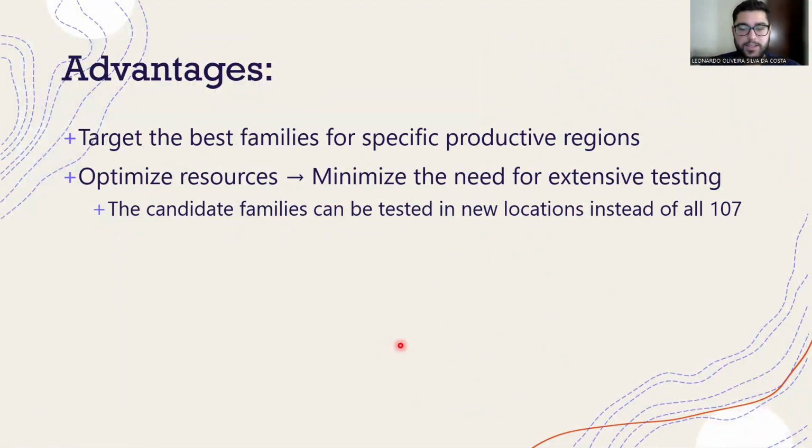So why is this methodology good? Because we can target the best families for specific regions, and we can optimize resources by not testing all families in all locations. We can test the best candidates in the new locations that we want to plant.